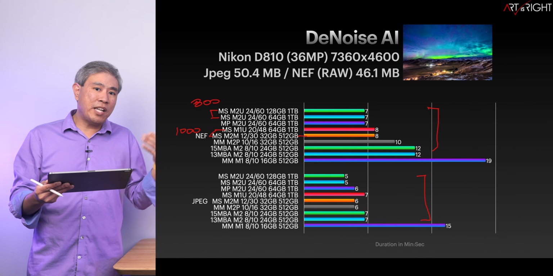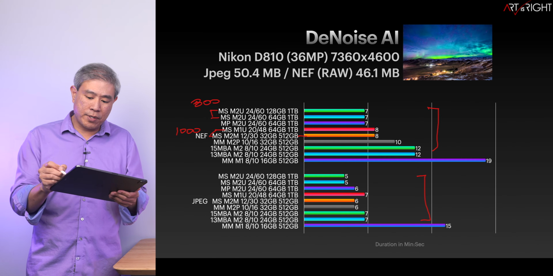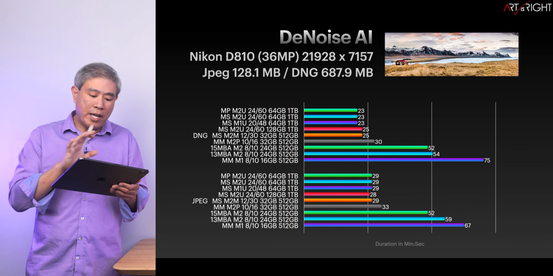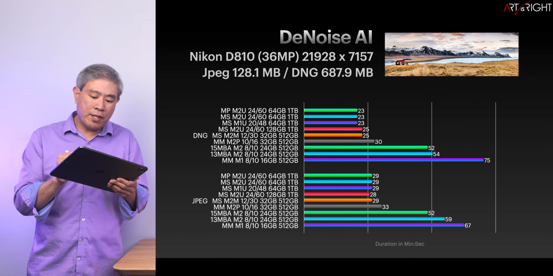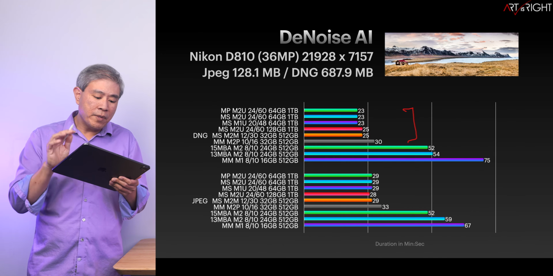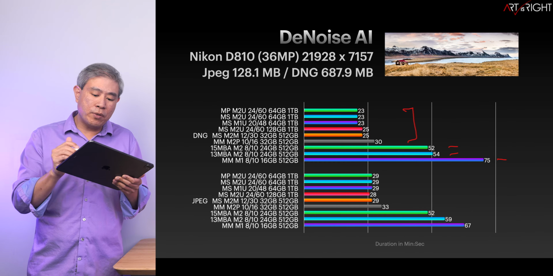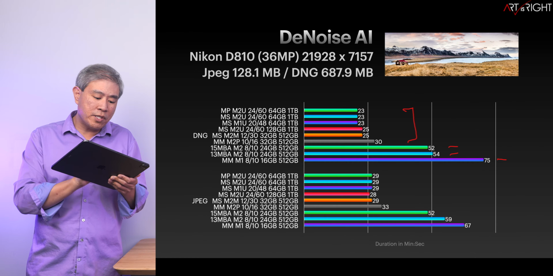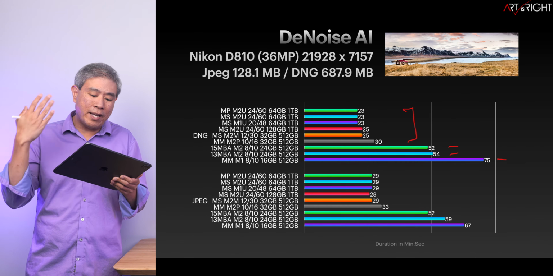So I would say save the money if you can't utilize the resources. Now let's take a look at the Denoise AI on this panorama image. With this, timing are still only a few seconds apart with the Mac Mini and the MacBook Air. Those are just the regular M1 and M2 SoC running just slower than these other machines. But when it comes to these pro machines, they're running just about at the same rate.